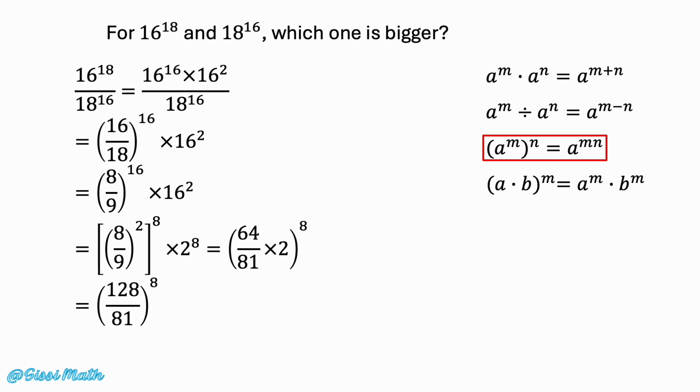Inside, this value will be 128 divided by 81, and this value is obviously larger than 1. And then if we take this value to the power of 8, that will also be larger than 1. So now we can already have the answer to the original question. We have 16 to the power of 18 that is larger than 18 to the power of 16.